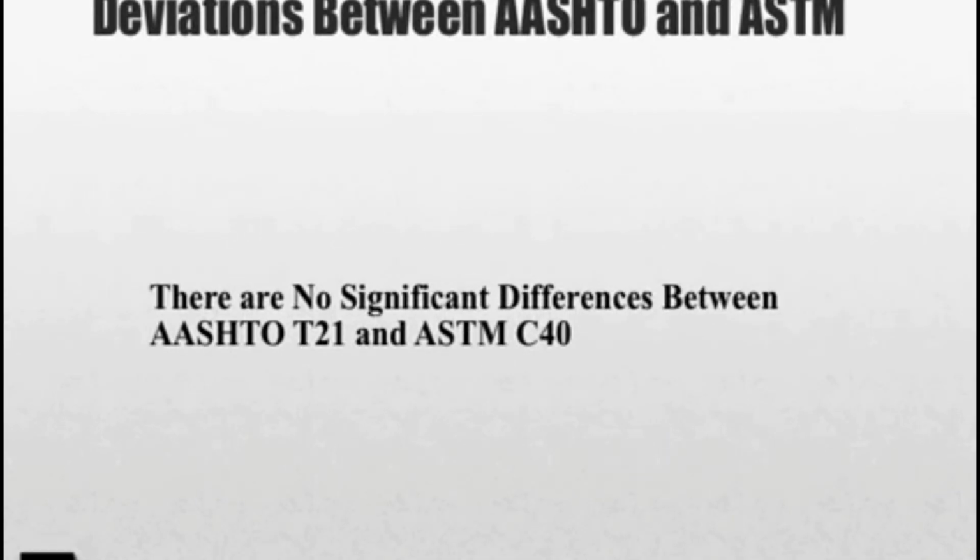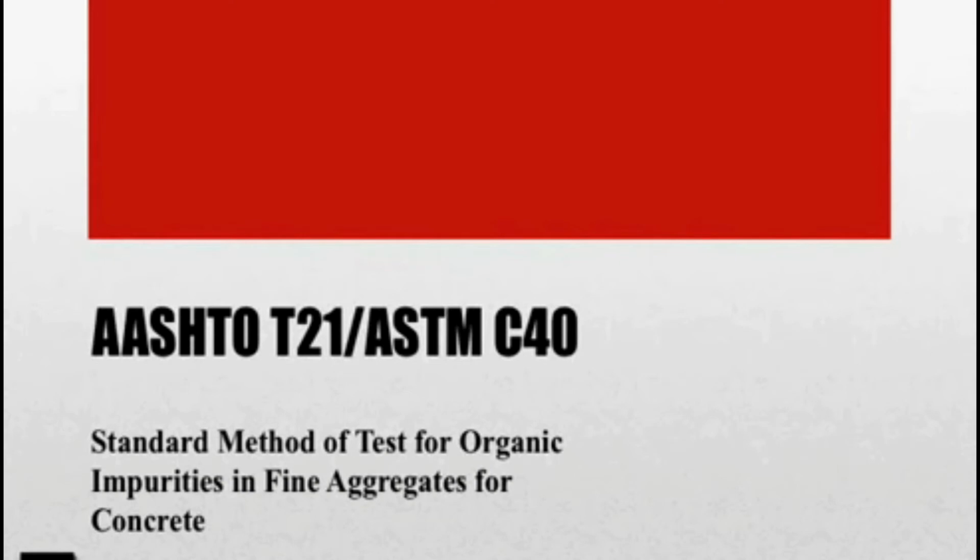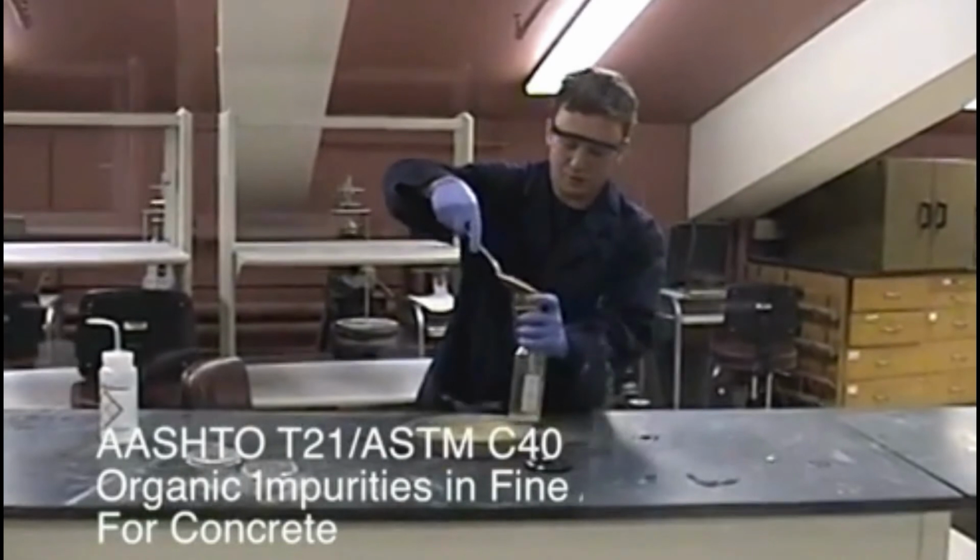Lastly, there are no significant differences between AASHTO T21 and ASTM C40. This will conclude AASHTO T21 and ASTM C40, organic impurities in fine aggregate for concrete.